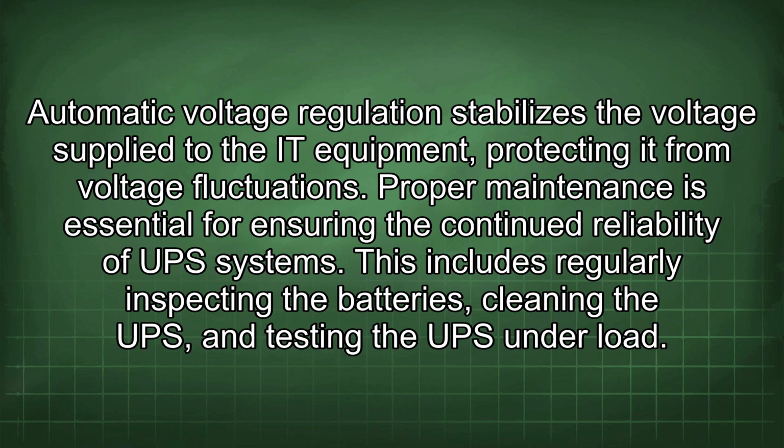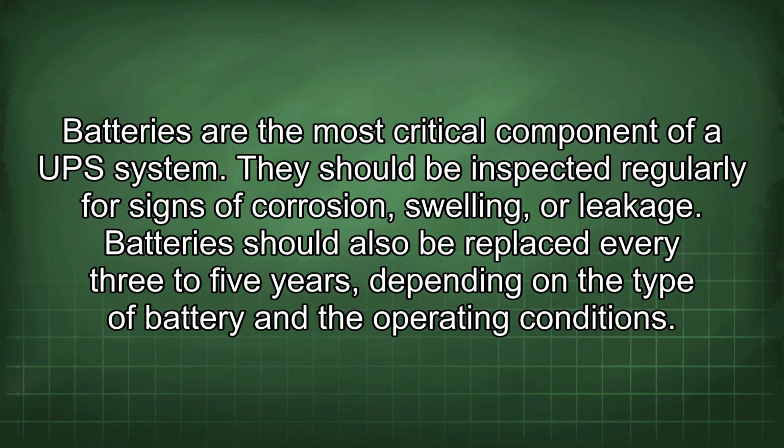This includes regularly inspecting the batteries, cleaning the UPS, and testing the UPS under load. Batteries are the most critical component of a UPS system. They should be inspected regularly for signs of corrosion, swelling, or leakage. Batteries should also be replaced every 3 to 5 years, depending on the type of battery and the operating conditions.